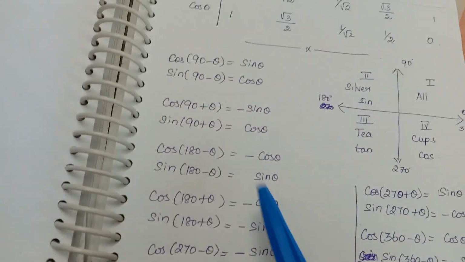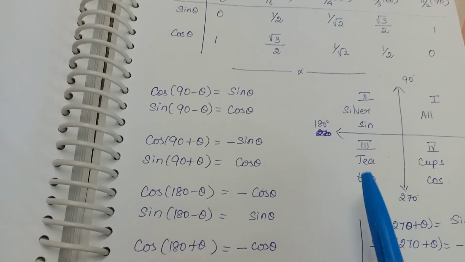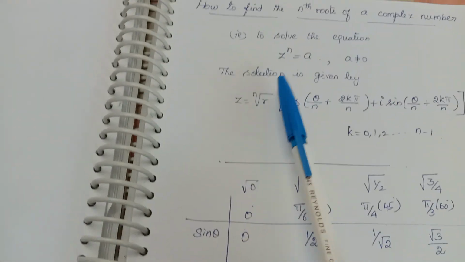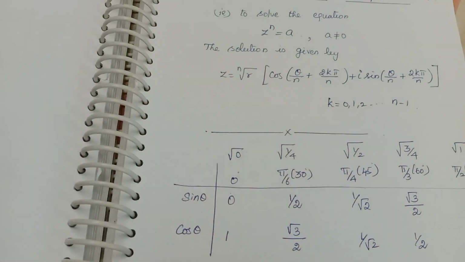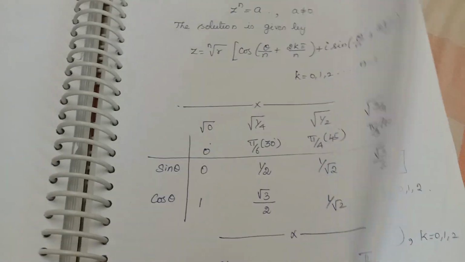So these are the basic things that you have studied in trigonometry. I need all these things, essential for doing this problem. So that is why I have recollected all these values. Okay. Now let's see some of the problems.